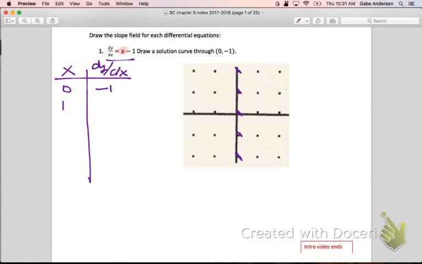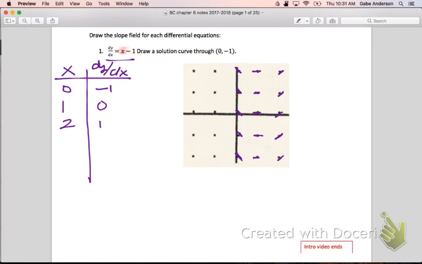When x is 1, dy dx would be 0. That means when x is 1, which is this whole column right here, dy dx will be 0. So I'm going to attempt to draw in a 0 slope. That went in pretty well. And then when x is 2, 2 minus 1 of course is 1, so the slopes on this particular column would all be 1. Once again I'll try to sketch those in. That one's not very good. Let's try that one more time. There we go.